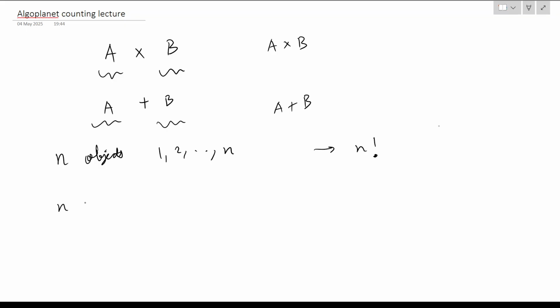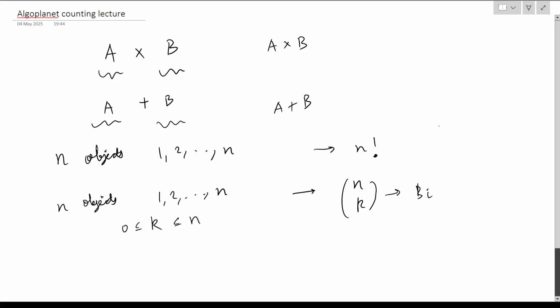Then there's also a very standard thing where we have n objects again. Let's also assume labeled. There are other versions to this. And let's say this time I'm trying to select k of them, where k is greater than or equal to 0 and less than or equal to n. Of course, outside of that, it does not make much sense. This has n choose k ways, and this is often called the binomial coefficient.